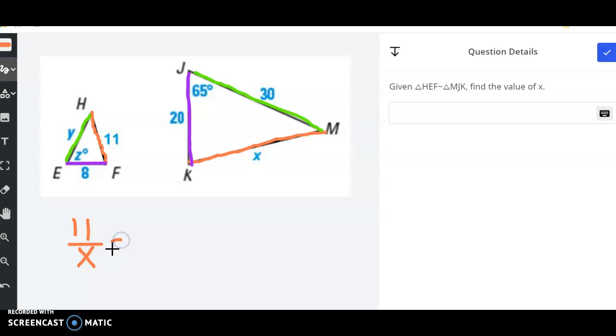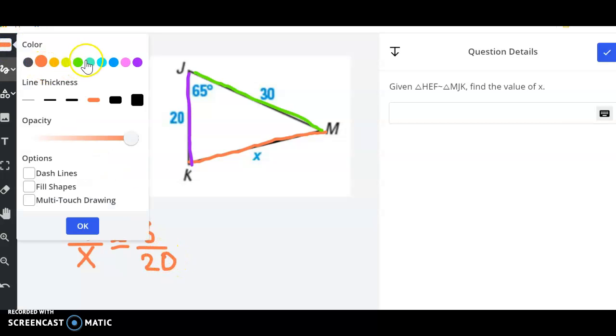And then I need another number from the small triangle. So my other number from the small triangle over here on the left is going to be 8. That's the only other number there. And then over 8, which is in purple, is going to go with 20 in purple. So there's your setup to find X.